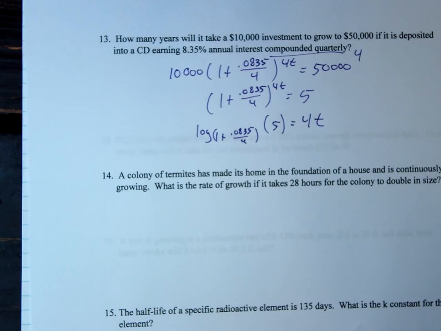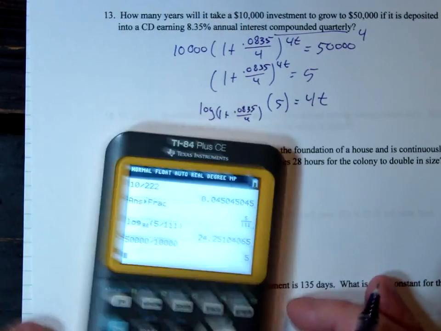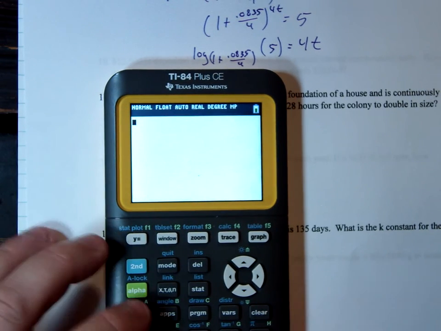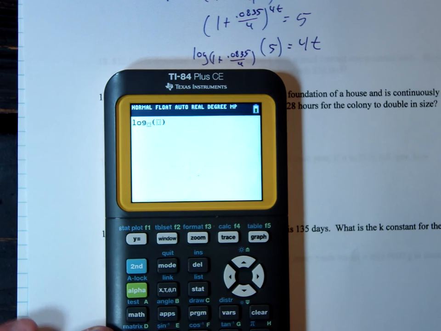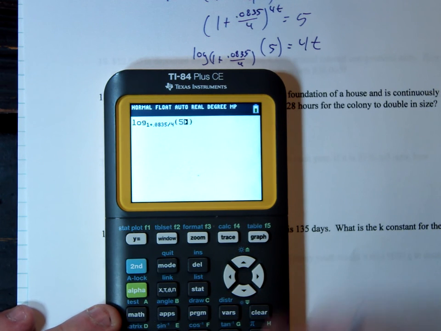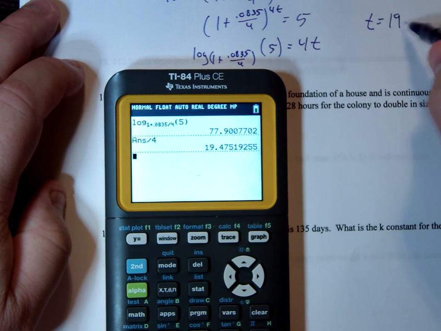So when I do that log base in the calculator, there we go. 1 plus 0.0835 divided by 4, 5. So that would be 77.9. Then you've got to divide the 4 out. So t is 19.48 years.